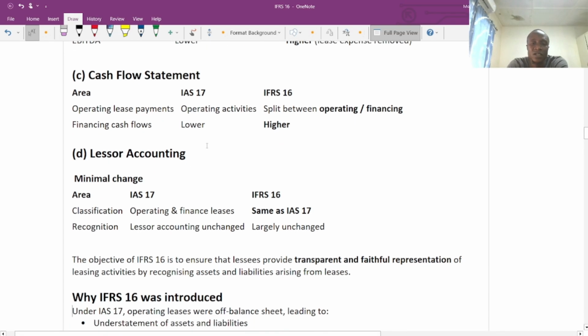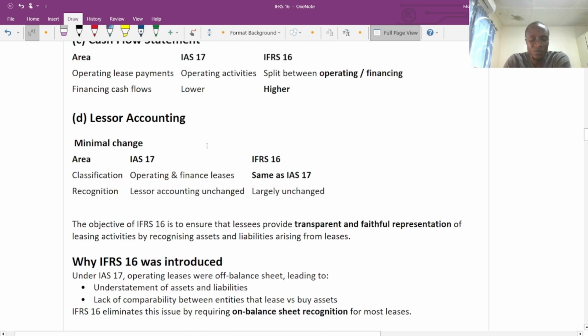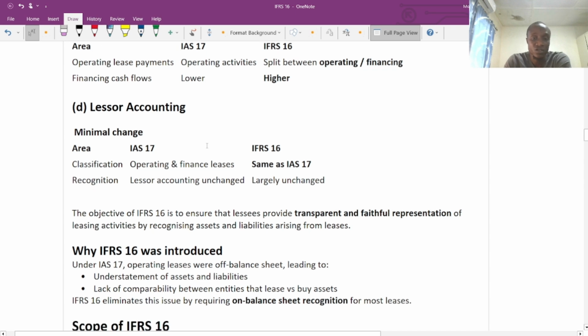Now, we are going to look at the difference between IAS 17 and IFRS 16 under lessor accounting. Though it's a minimal difference, nothing much to worry about. For this level, you don't need to worry about lessor accounting for financial reporting students, but for SBR, strategic business reporting, you need to know the accounting for the lessor. Now, let's look at the difference, the area of classification, operating and financing.